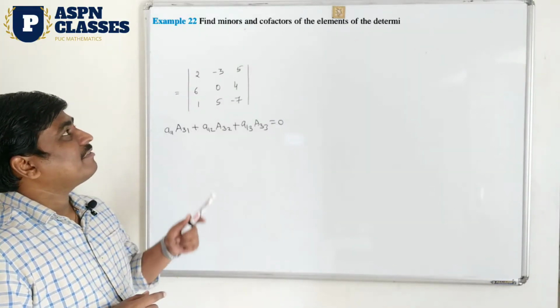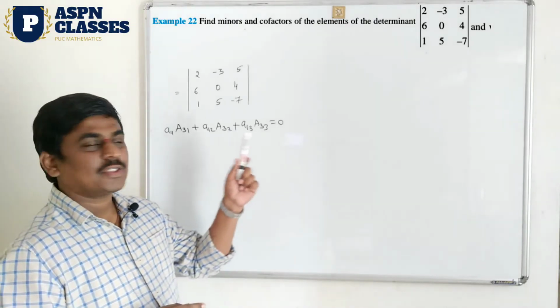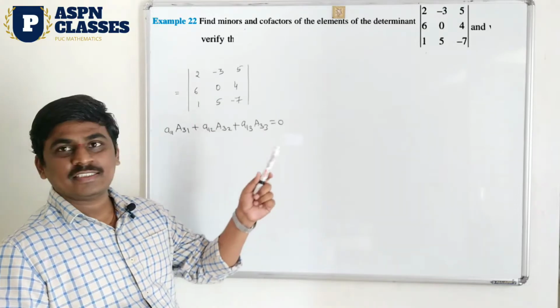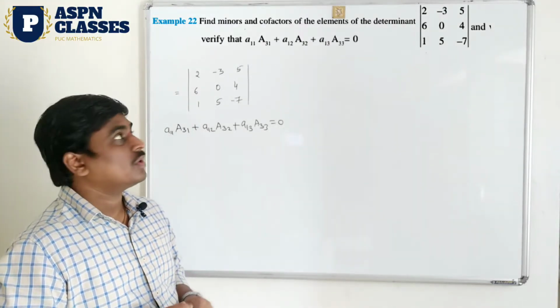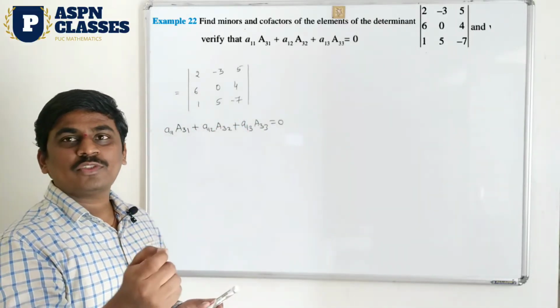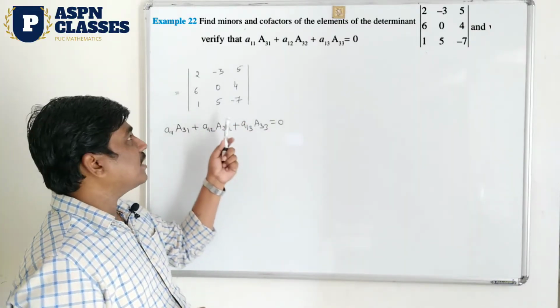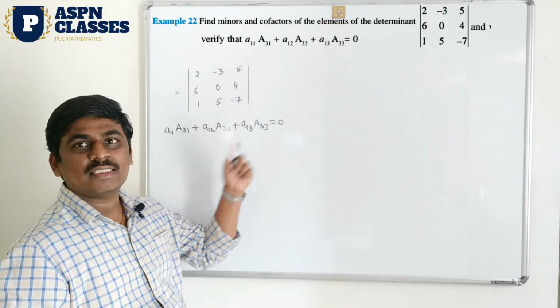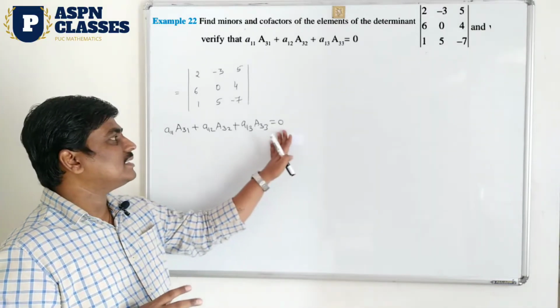Find the minors and cofactors of the determinant given here, and also verify this result, which is given here as equal to 0. Find all the minors M11, M12, M13 up to M33. After that, find the cofactors A11, A12, A13 up to A33. That is for your work. I am going to prove this result. Verify that this result is equal to 0.